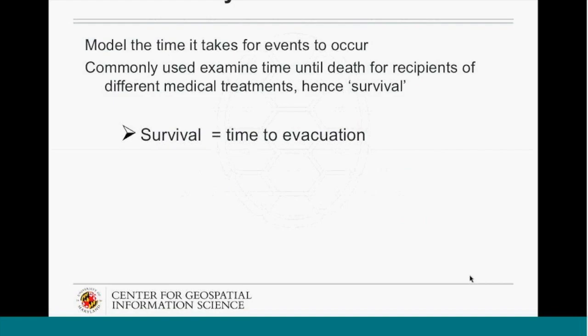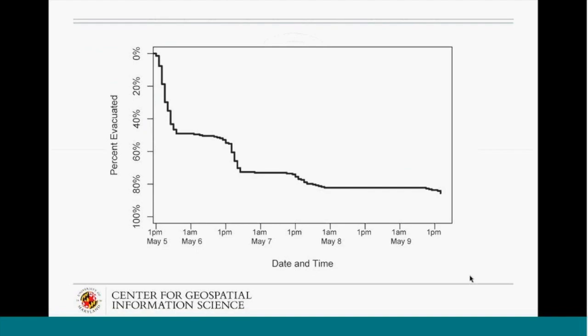In my case, I used the survival analysis to basically mean time to evacuation, right? So as opposed to time to death, this was the amount of time leading up to the point where a person decided to evacuate. Via my survey data, I was able to come up with what's called a survival curve. You can see on the y-axis, you have the percent evacuated, starting with 0, before anybody evacuated, and then ending at 100%, which would have been everybody evacuated. And then you have date and time across the x-axis there. So you can really see if people decided to leave, when they left, right? A nice snapshot of how the actual evacuation from this particular wildfire happened over time.